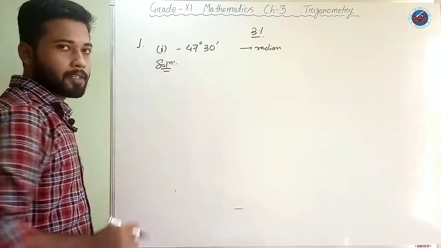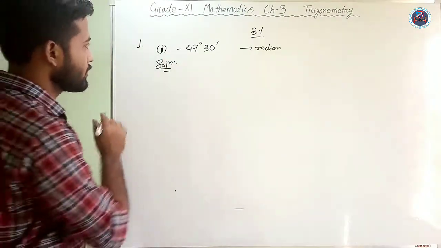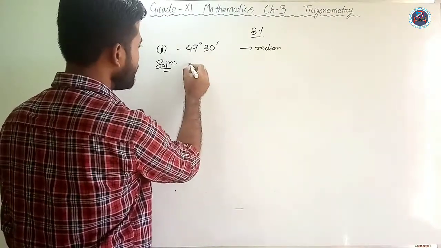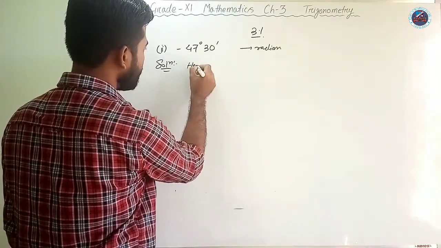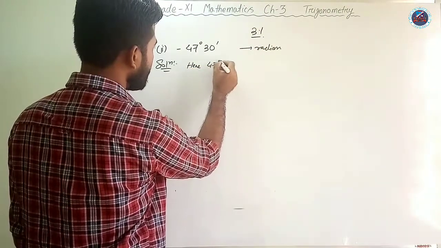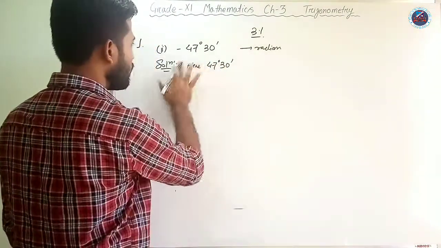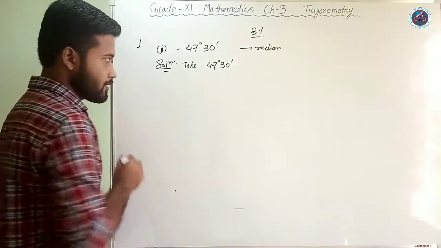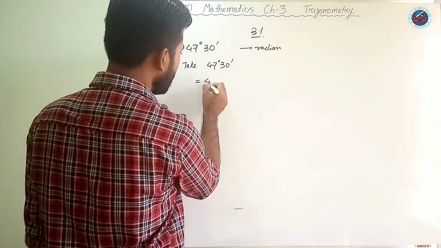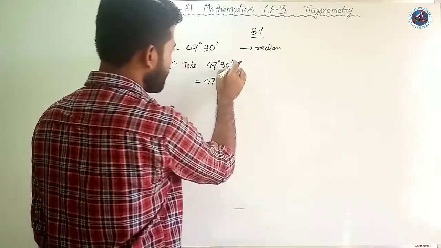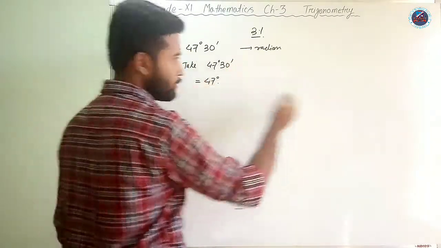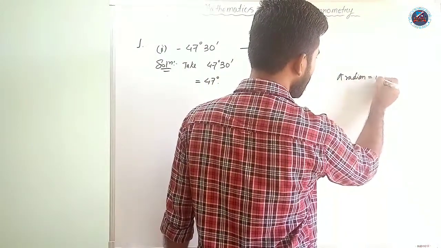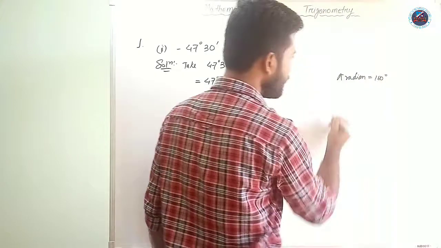Fine. So what to do first? Here since a negative sign is given, remove that first. Let us find the radian for 47 degree 30 minute. We shall solve it for this. Now what is that equal to? 47 degree 30 minute. At first, because we know that pi radian is equal to 180 degree, this means what?